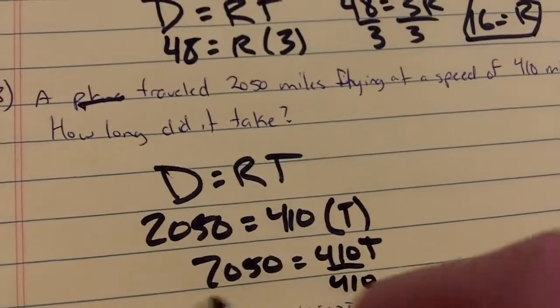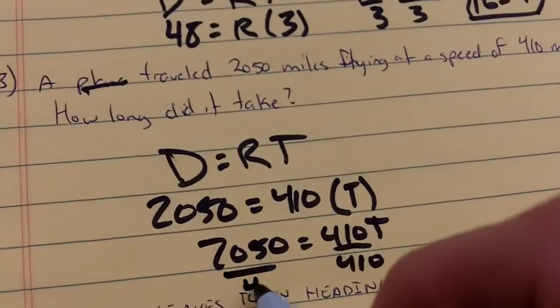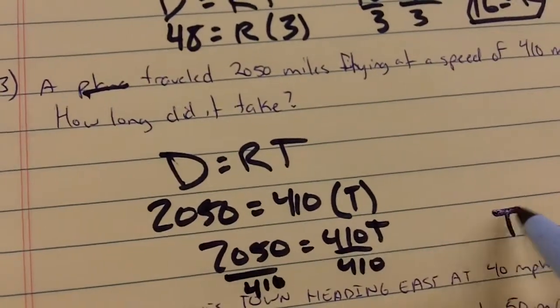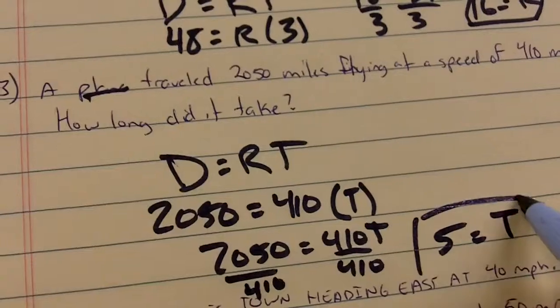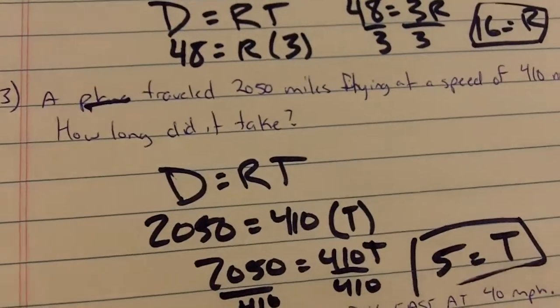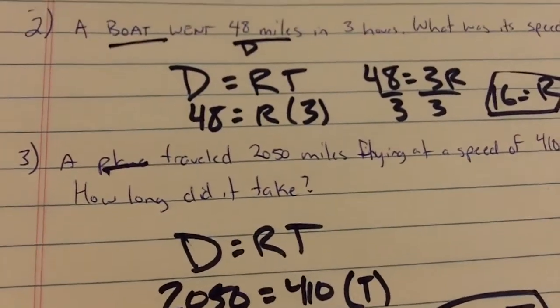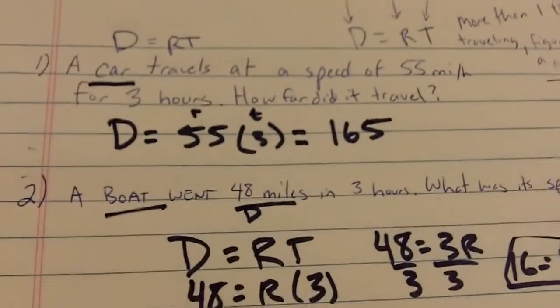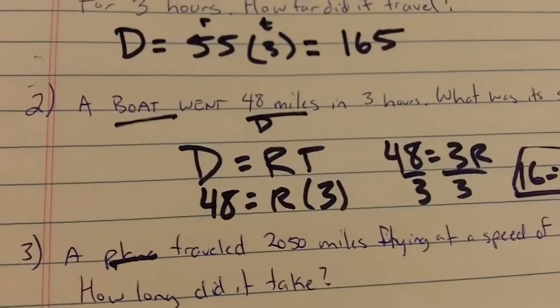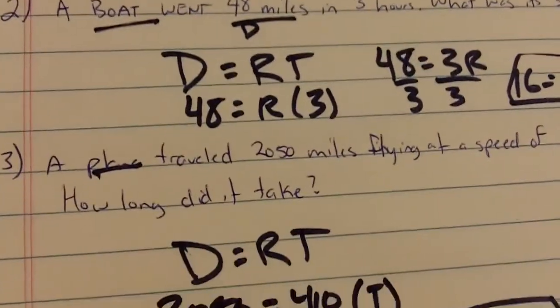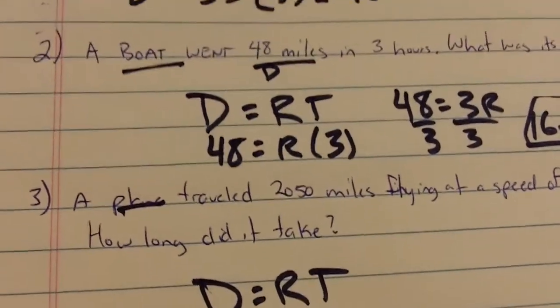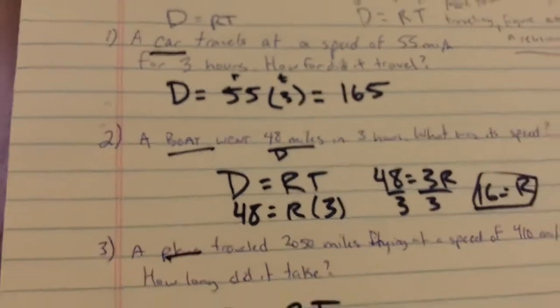Divide by 410. Divide by 410. And we figure out t equals 5 hours. Beautiful. These are simple distance equals rate times time problems. First one we had to find d, second one we had to find r, third one we had to find t. We can find any of those things without too much trouble.